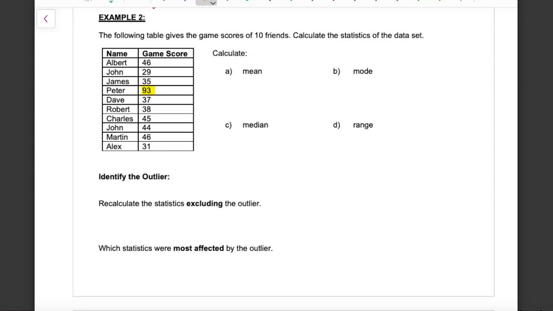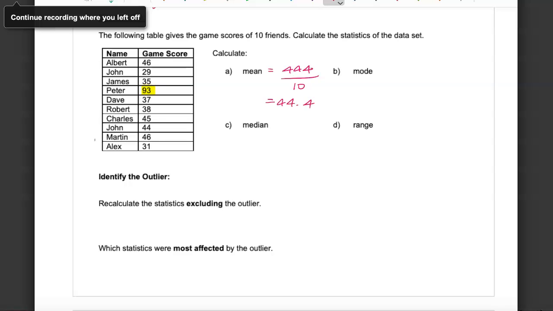Because we've got just some discrete numerical data here, we can go ahead and calculate the statistics because they're numbers that we've collected. So we can see that we've got a mean here of 44.4 as a score. We have a mode of 46. We can see that Albert and Martin both scored 46. What we also can find is that we have a median of 41.